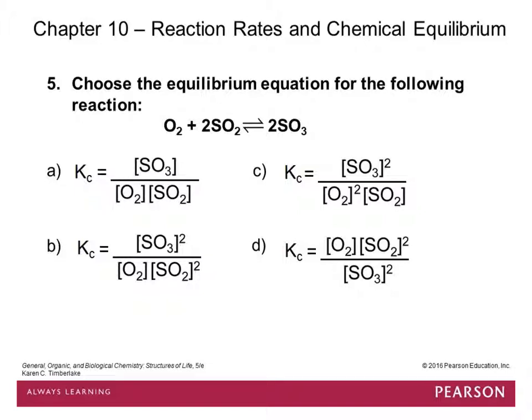Choose the equilibrium constant for the reaction shown. Wow, this one looks really familiar. We just substituted sulfur dioxide for carbon monoxide. But go ahead and write that equilibrium constant. Okay. Pause me and choose your answer.